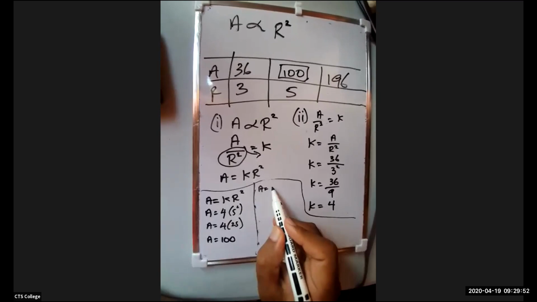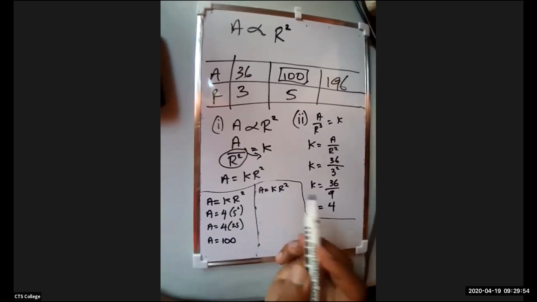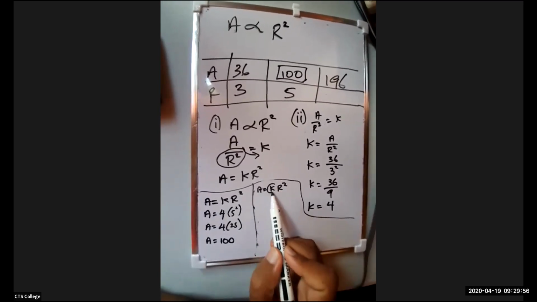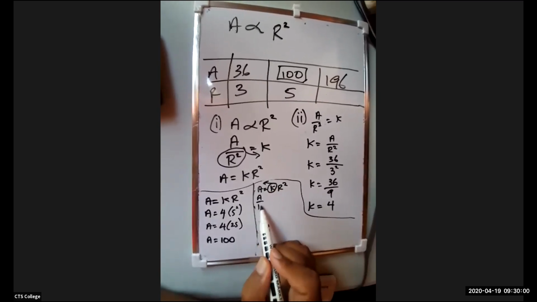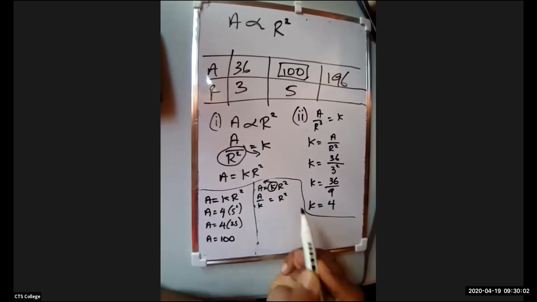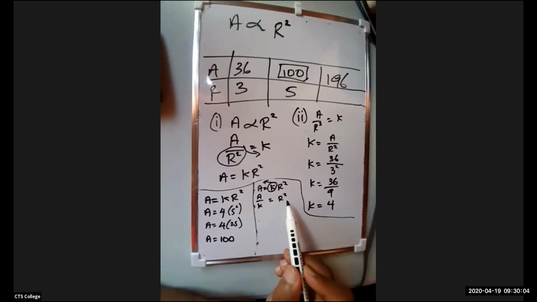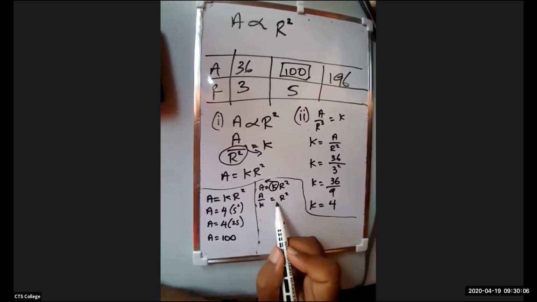So we're writing back this here. A is equal to K R squared. But we want R alone. So we're taking this K, which is multiplication, it goes across, it becomes division. So A over K is equal to R squared. But we don't want R squared, we want R. So we have to get rid of the square.